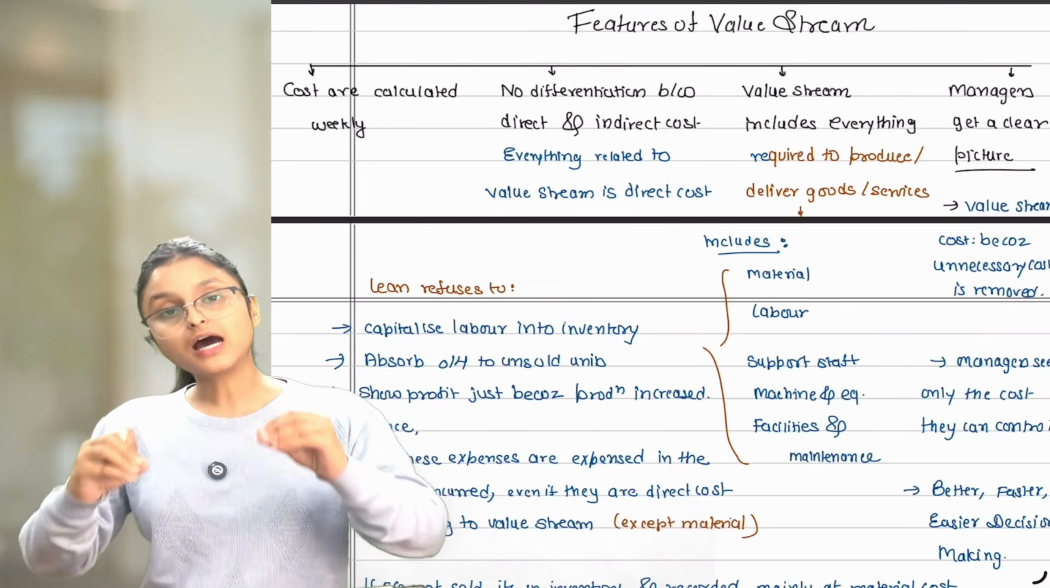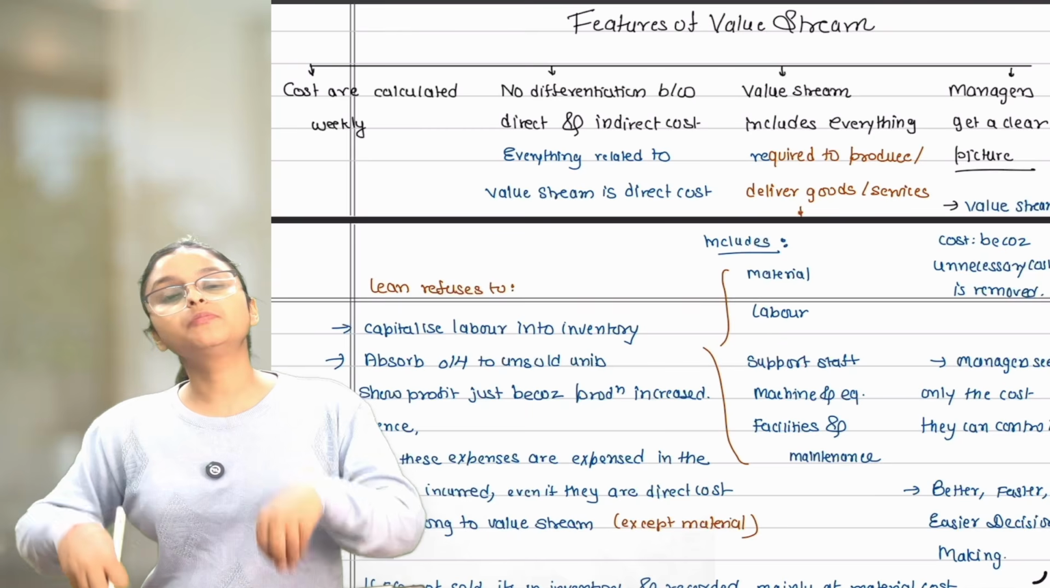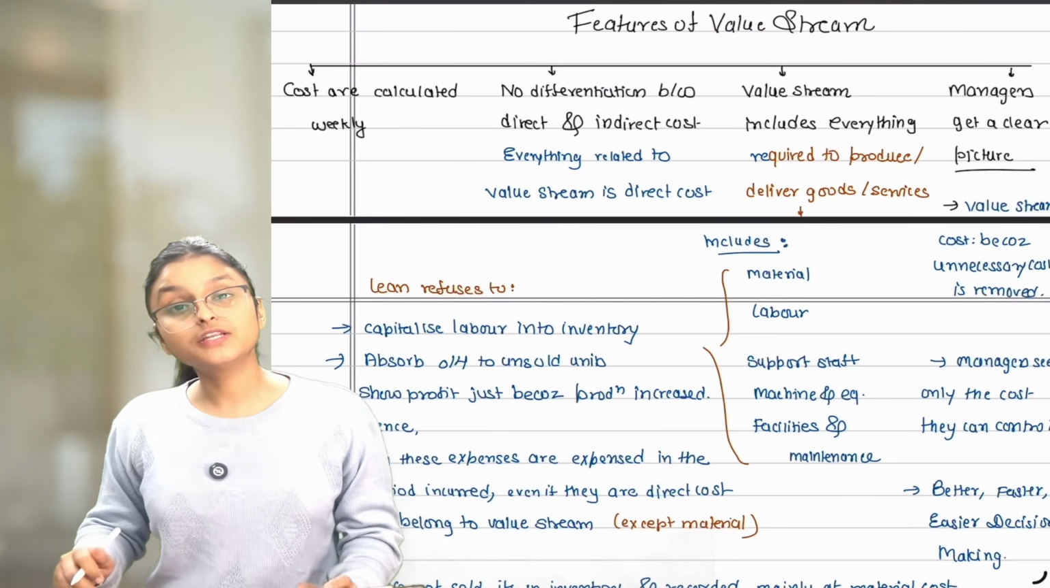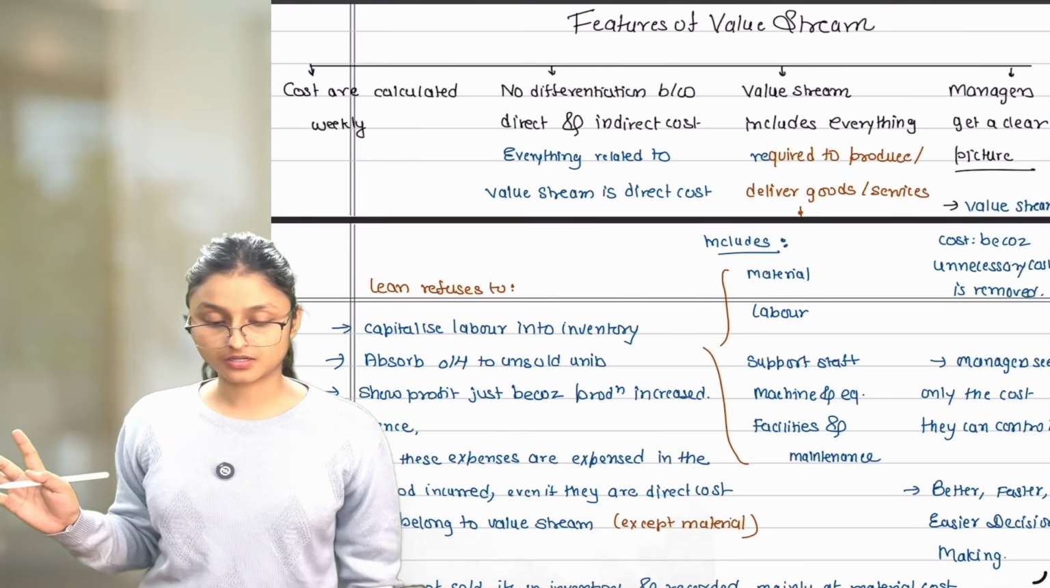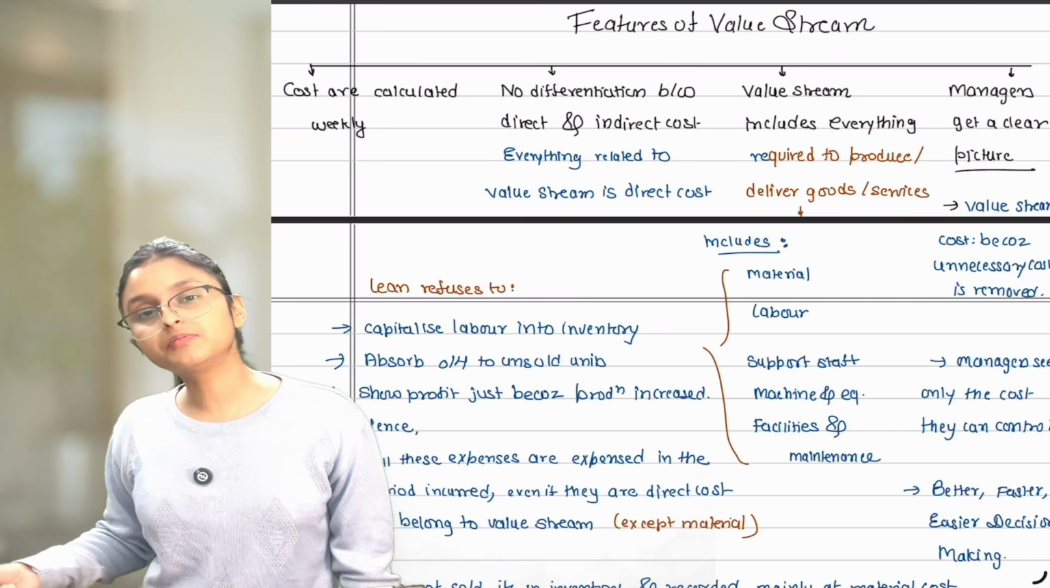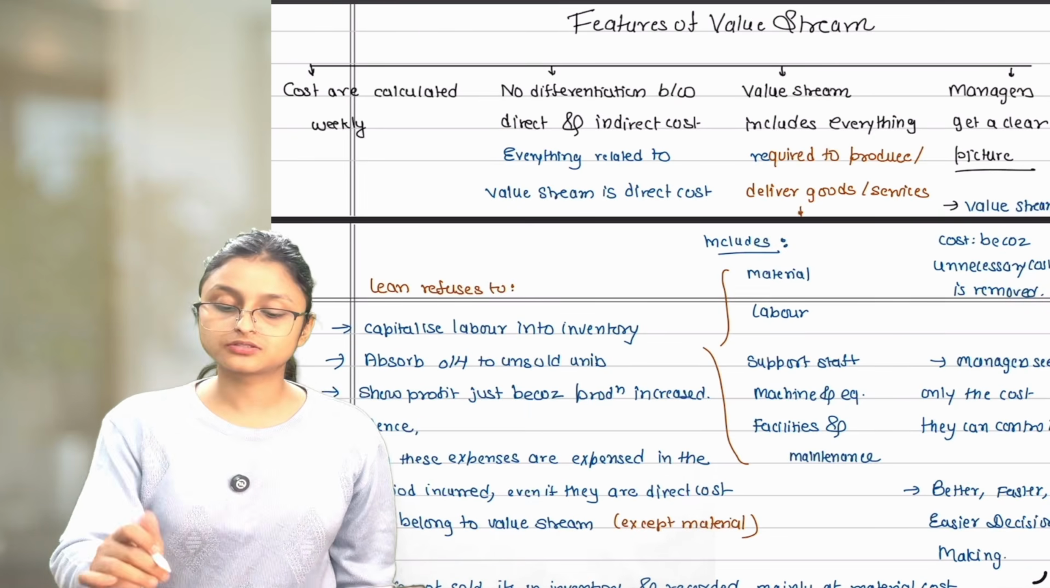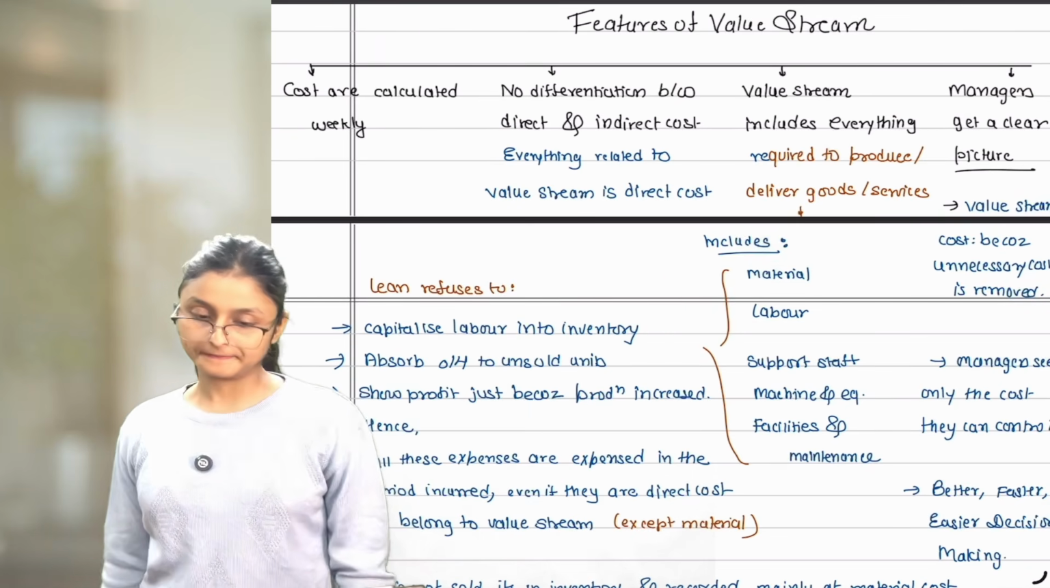If they are incurred in the current period, they will be charged in the current period itself, even if there are finished goods inventory. So how will finished goods inventory be valued? Only on the basis of material cost.